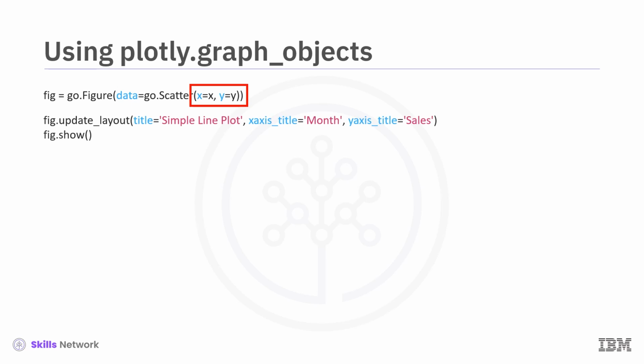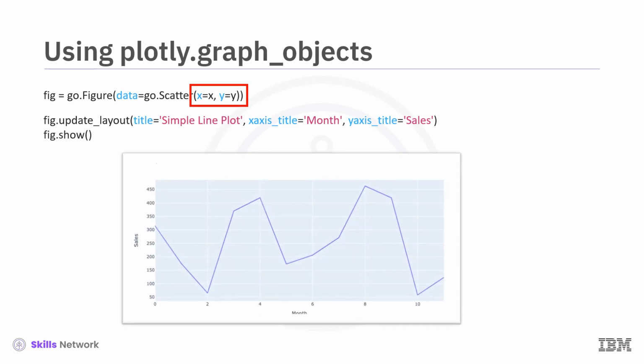fig.update_layout, title equals simple line plot, x-axis underscore title equals month, y-axis underscore title equals sales. Then, the fig.show method is called to display the created plot. This is the plotted figure.